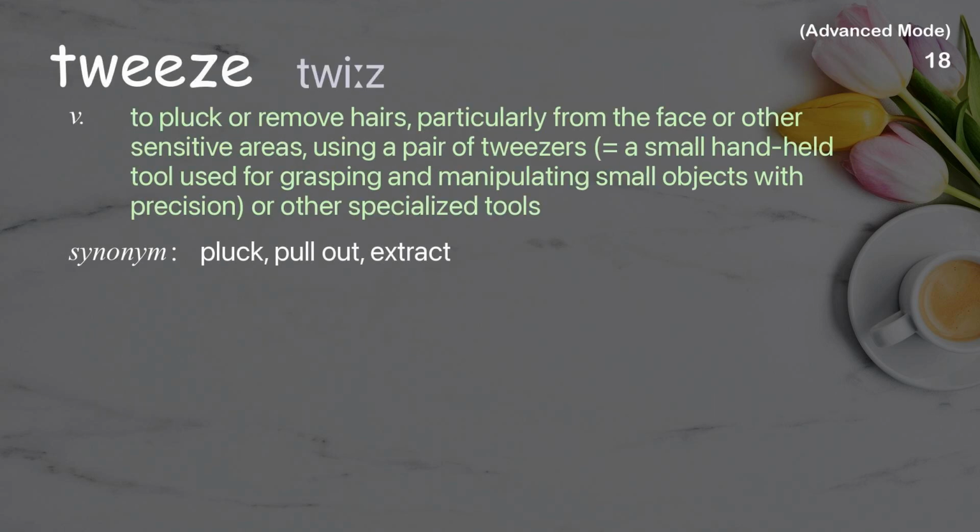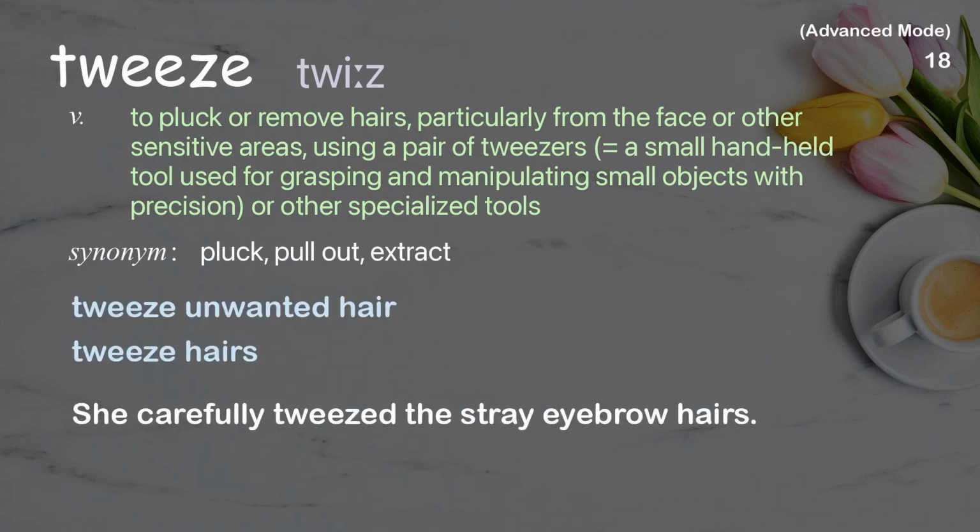Tweeze. To pluck or remove hairs, particularly from the face or other sensitive areas, using a pair of tweezers, a small handheld tool used for grasping and manipulating small objects with precision, or other specialized tools. Examples: Tweeze unwanted hair. Tweeze hairs. She carefully tweezed the stray eyebrow hairs.